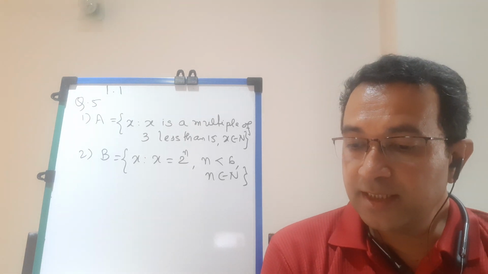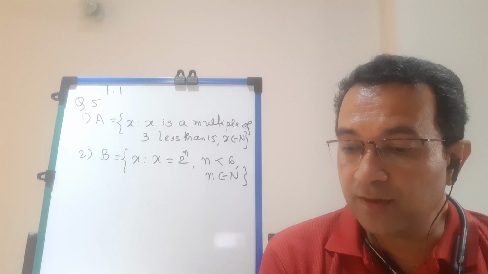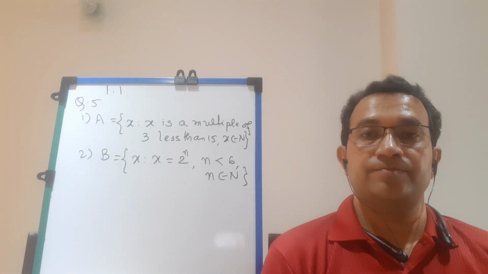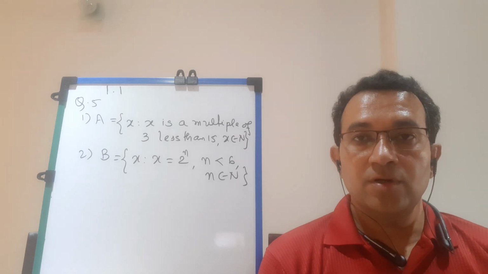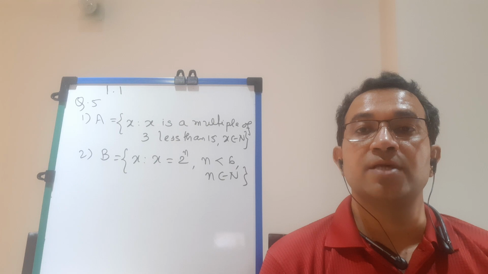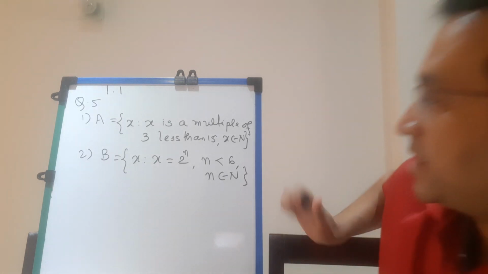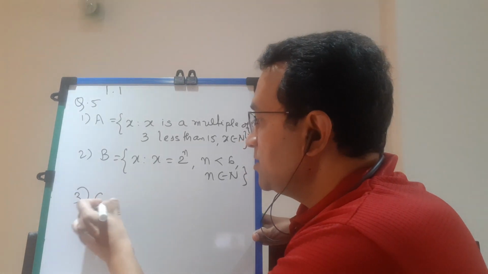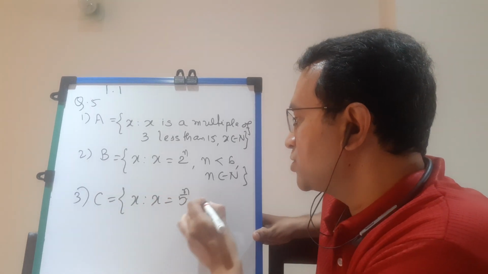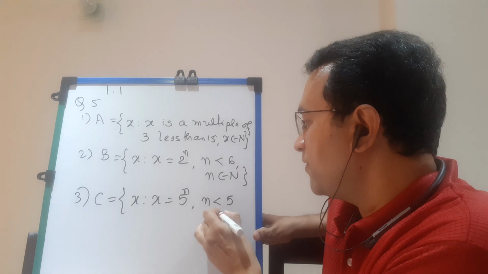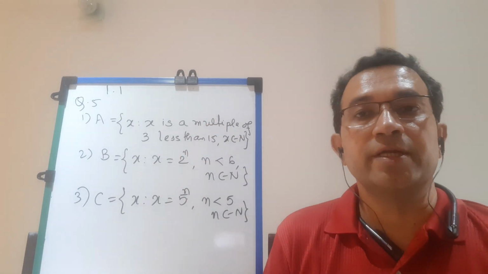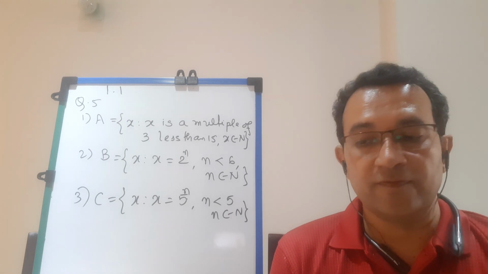Then the next set is 5, 25, 125 and 625. All these are powers of 5, same as the second sum. C is equal to the set of elements x such that x is equal to 5 raised to n, n is less than 5 and n belongs to N. So 5 raised to 4 will give us 625.